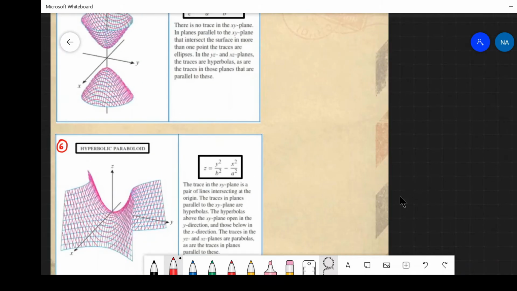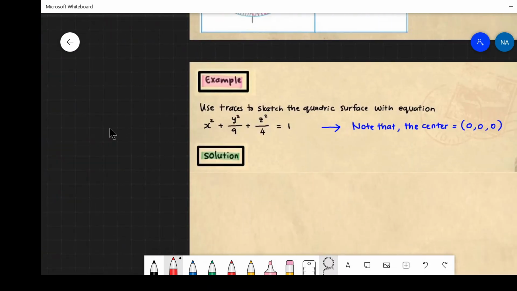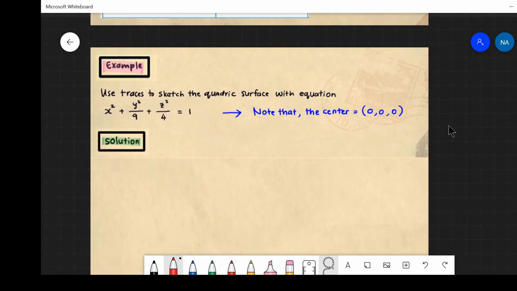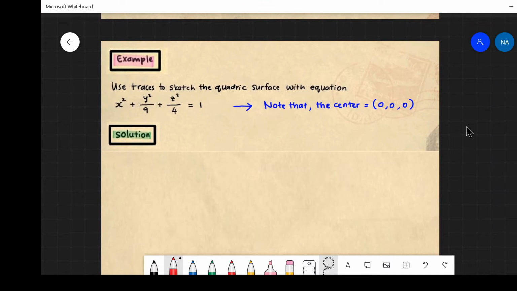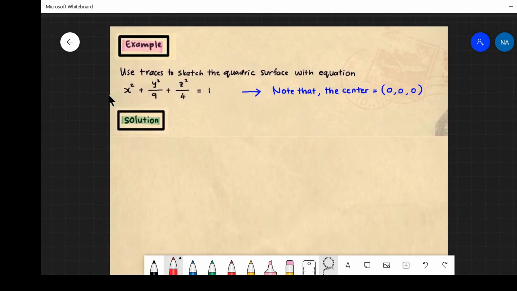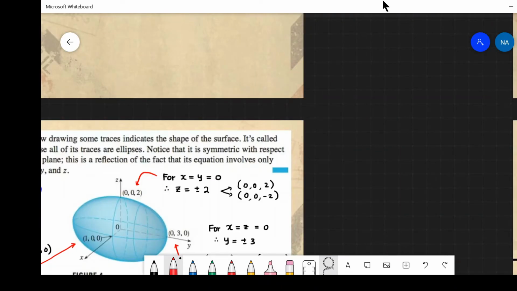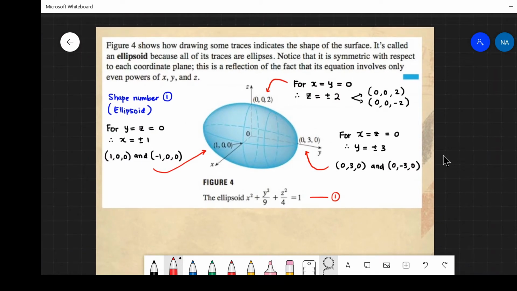Let us go to our first example to make it clear what information we really need in order to sketch the graph. Now we are given a quadric surface, and this is the equation. We know that we have a total of 6 types of surfaces. By comparing this equation with the equations of the 6 types, we will notice that the basic graph of the surface is this. This is the ellipsoid, shape number 1.